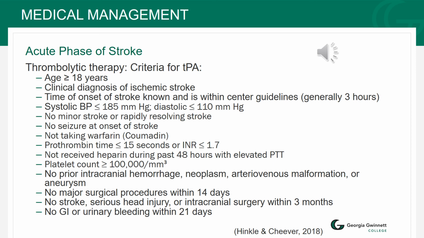No major surgeries within the last 14 days, and no stroke, serious brain injury, or intracranial surgery within 3 months. Also, no GI or urinary bleeding within the last 21 days. So they're very strict and very specific criteria that allow a candidate to receive this thrombolytic therapy to manage the acute phase of an ischemic stroke.